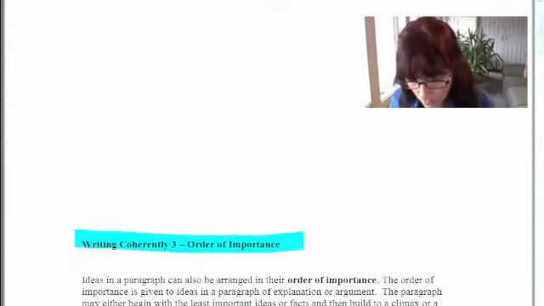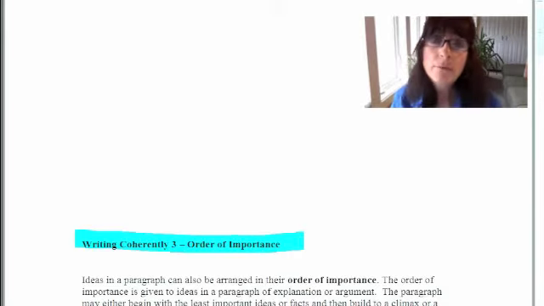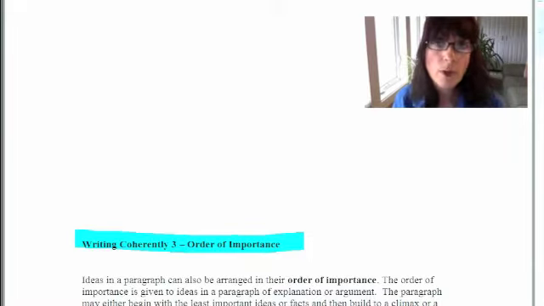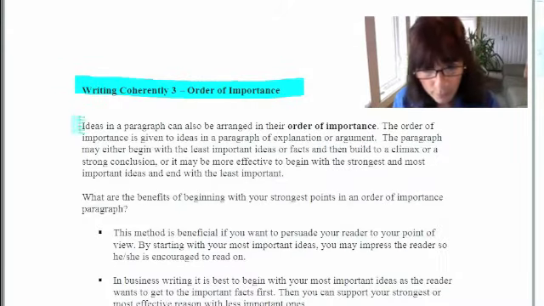This video is going to be discussing how to add coherence to your writing. There are quite a few videos on adding coherence, and I think if you review them carefully, it will really help you to write good, solid paragraphs, essays, etc. So this video is going to be discussing order of importance. I've included how to write using order, chronological or time order, as well as space order in another video, and this one deals with order of importance.